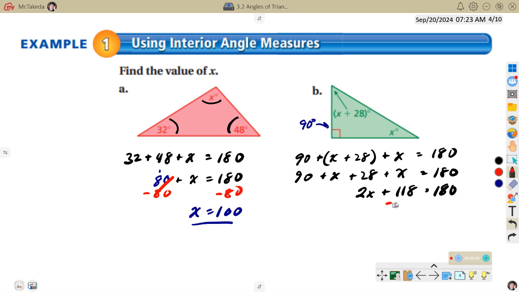Okay, so then we'll subtract 118 from both sides. That's going to leave 2x equals 10 minus 8 is 2. That makes this a 7. 7 minus 1 is 6. So 2x equals 62. Dividing both sides by 2, x equals 31. Right? So that one's a little more complicated, but we know how to solve these types of equations based on what we did in chapter 1.